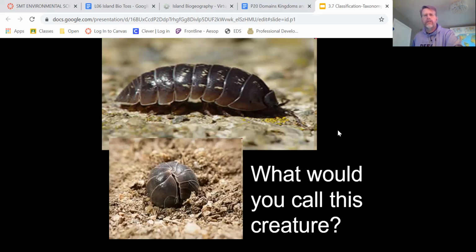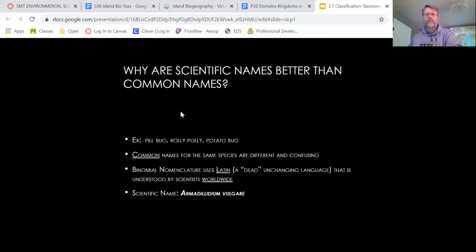The reason we do this is because language is a tricky process. Just in English alone, what we call this object depends on where you're raised and who taught you first how to name this thing. Is it a roly-poly? Is it a pill bug? Is it a potato bug? Do you have a word for it in some other language? There are a lot of ways we could describe this, and we need to make sure as scientists we are consistent and there's no confusion, that if we're talking about this, everyone knows exactly what we're talking about.